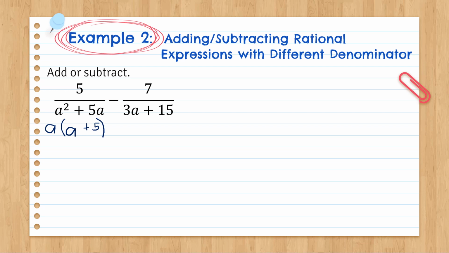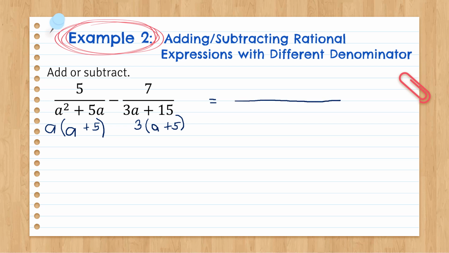For our second fraction, it's 3a plus 15. So, common factor, correct? They are both divisible by 3. So, we factor out 3. Then 3a divided by 3, we have a. And then 15 divided by 3 will give us 5. That is that a plus 5 is common for our two fractions. So, this will be easier this time.